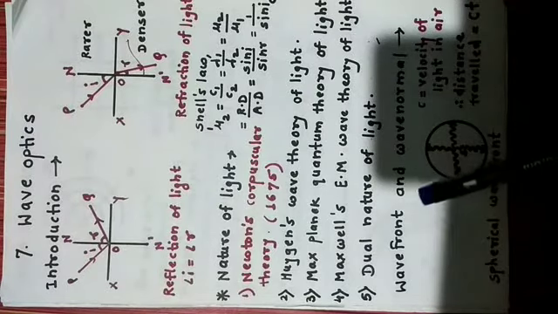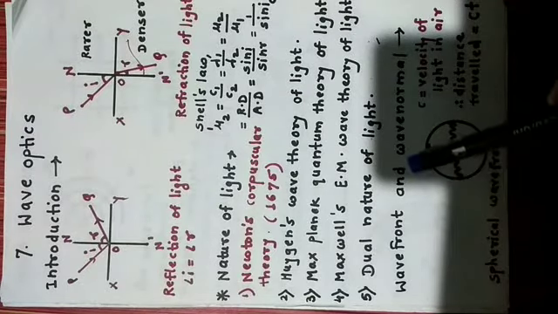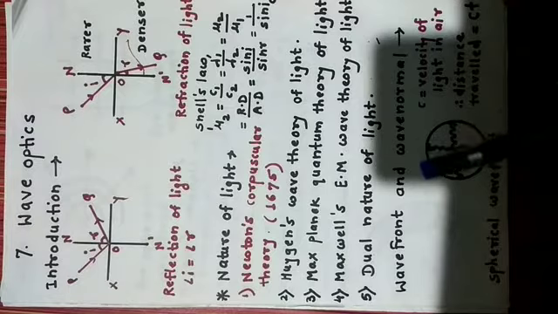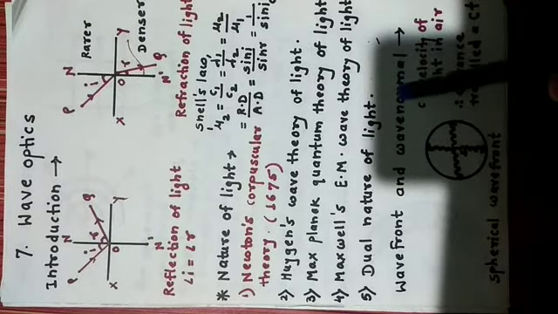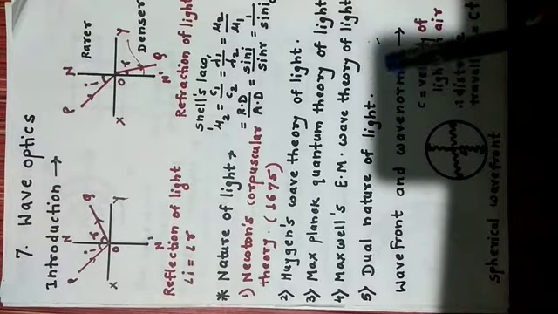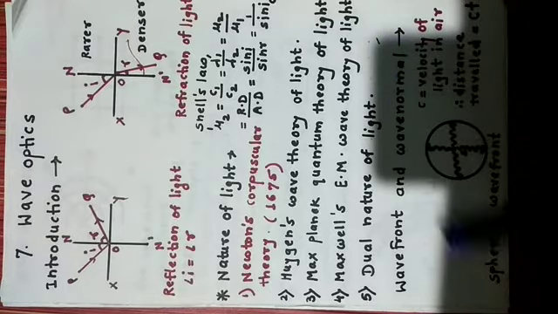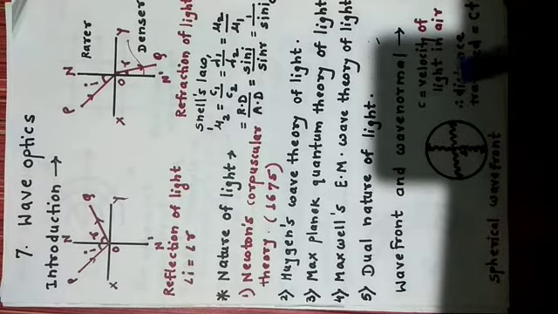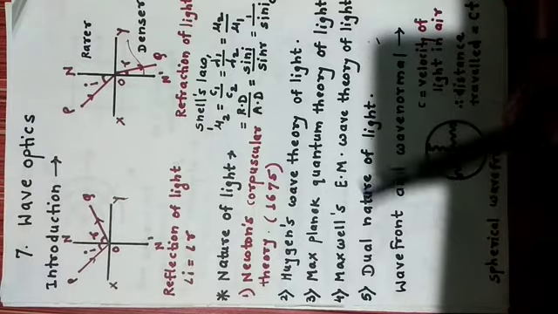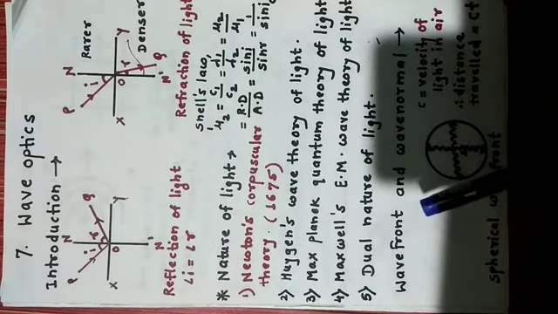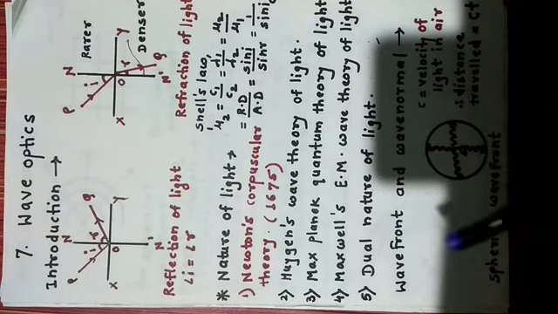Okay, now let us consider the assumptions of the Huygens wave theory of light. Huygens proposed that light propagates in the form of waves and those waves are longitudinal in nature. Again, this is an important drawback of this theory, because nowadays we know that light is a transverse electromagnetic wave. But Huygens proposed that light is a longitudinal wave.